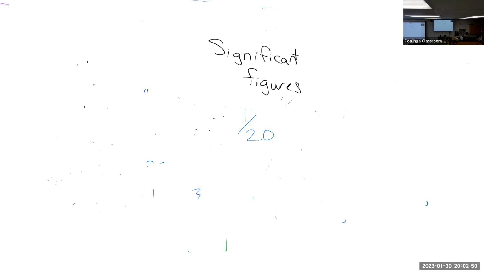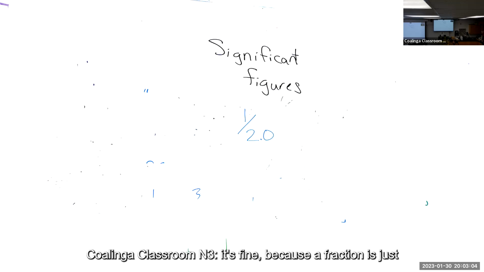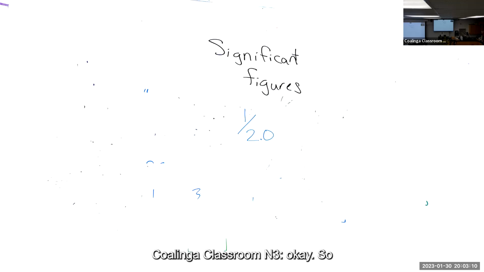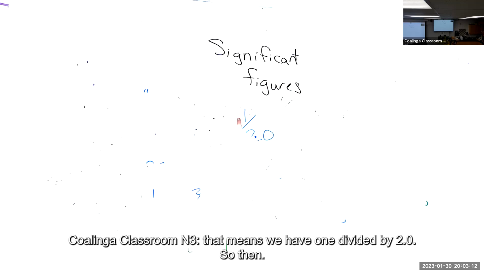So if I have 1/2, how many sig figs should I end up with? 3? No. 3, right? 1, 2. Are you sure? It's 1 because a fraction is just division, right? That line just means division, okay? So that means we have a 1 divided by 2.0, right?